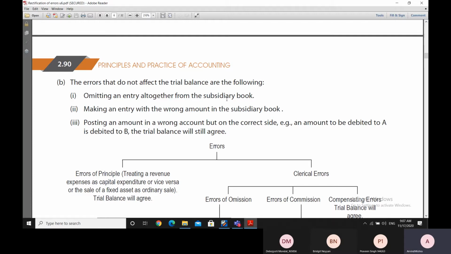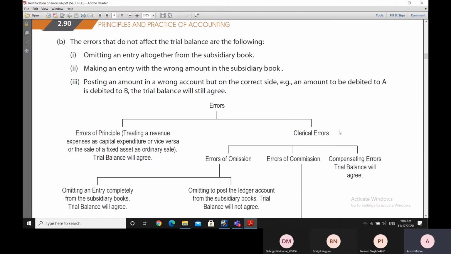Because in a subsidiary book, if we write a wrong purchase, it will not have any effect on the trial balance. It can have an effect on the calculation of the profit. And then posting an amount in the wrong account but on the correct side, that is, an amount to be debited to A is debited to B, will also not affect the balance in the trial balance. So in this way, there are many ways in which the trial balance may not be affected even if an error is there.